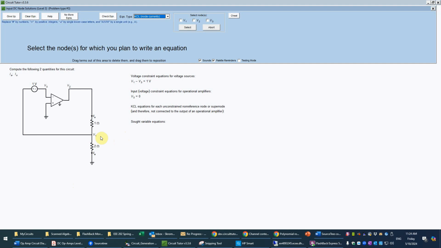So hopefully you have concluded that no, we cannot write a KCL equation for node 1 because it's connected to a voltage source. And remember, voltage sources have a fixed voltage, but their current is whatever it needs to be, and we don't know what that is at this point, at least not without some additional reasoning. So therefore we cannot do that. So what about node 2? Think about that one for a minute.